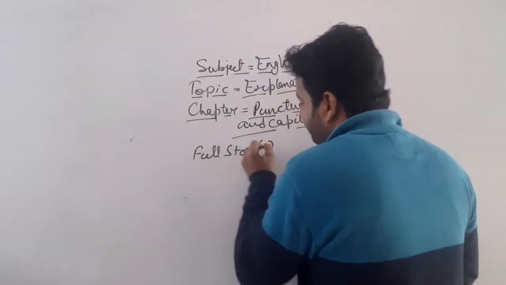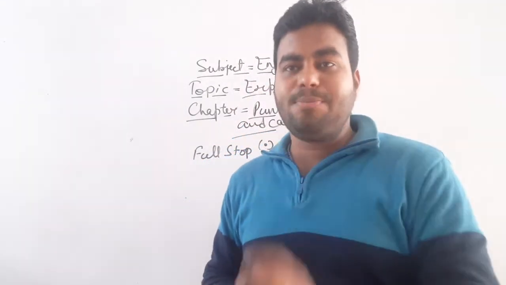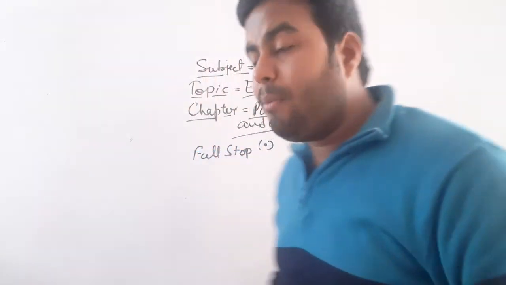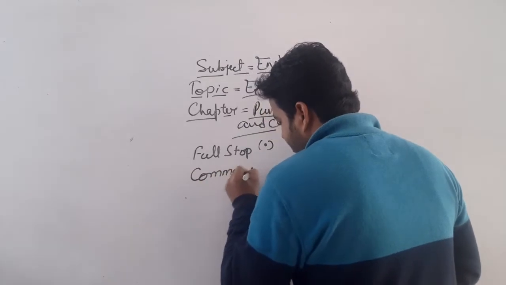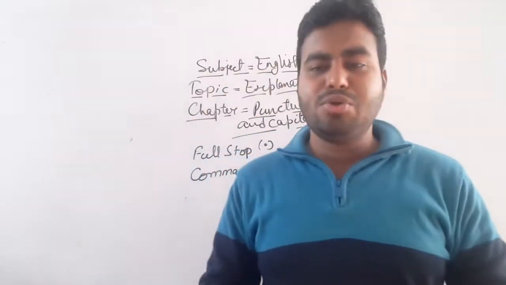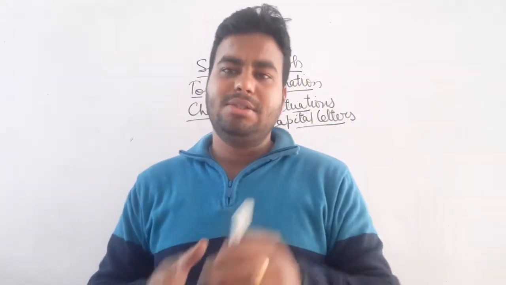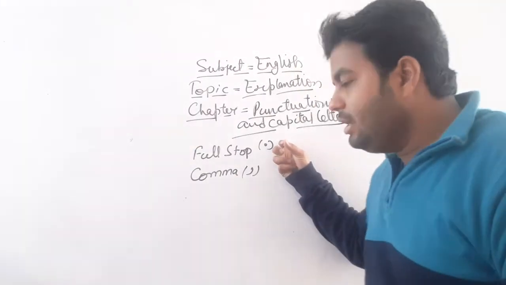This is a full stop. We use a full stop at the end of the sentence. It is the longest pause, we can say, and we use it at the end of the sentence. The second one is the comma. This is called a comma. It is the shortest pause. We use it sometimes to separate a few things, and sometimes if we want to give a bit of break, in that case we use a comma. So this is the sign of the comma and this is the sign of a full stop.